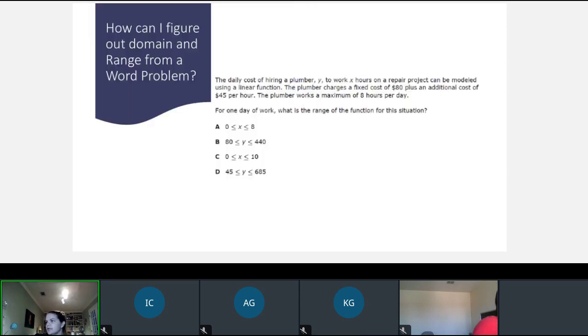All right, so Angel was asking me, how do I know how to find the range of word problems? So this problem says the daily cost of hiring a plumber, Y, to work X hours on a repair project can be modeled using a linear function. The plumber charges a fixed cost of $80 plus the cost of $45 per hour. The plumber works a maximum of 8 hours per day. For 1 day of work, what is the range of the function?